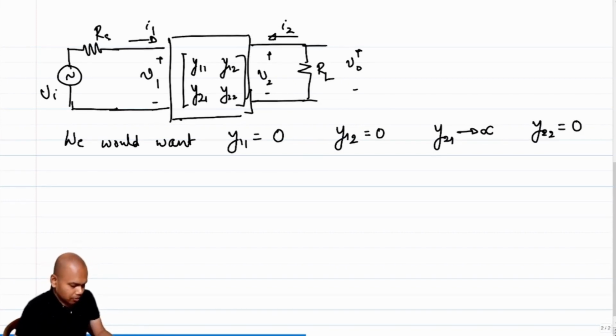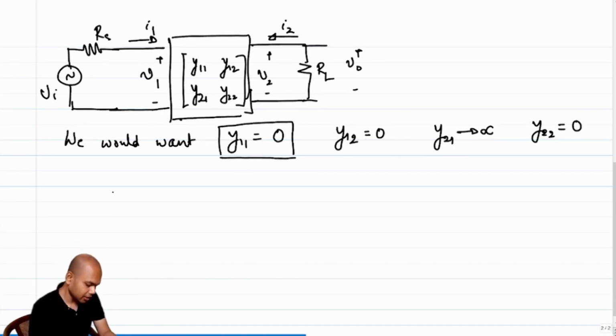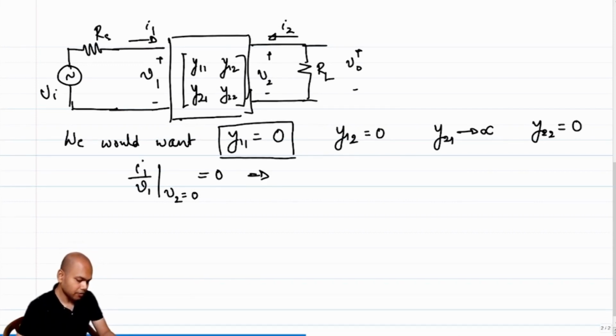Okay, so now time has come to dig a bit further into what these conditions actually mean, right? Okay, so let's start off with the first one, the easier one, y11 equal to 0. So what does y11 equal to 0 imply? It implies that I1 over V1 when V2 is equal to 0 is 0, right? What does it imply?